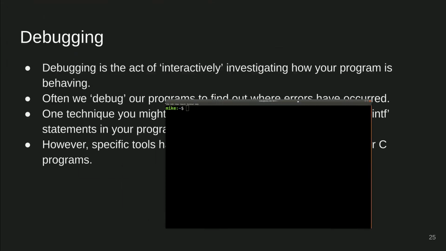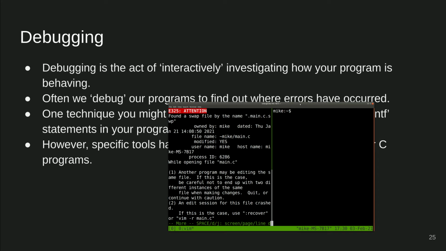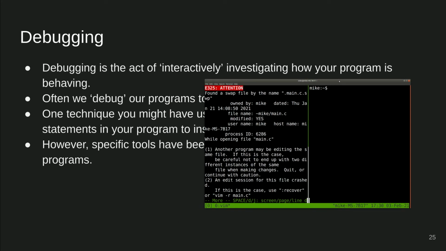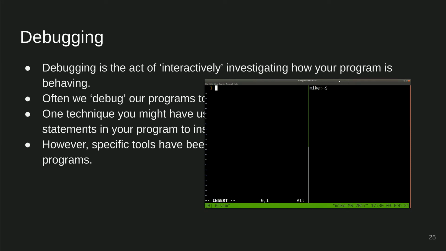So I'm going to write a little program here to show you the simplest way of debugging. I'm going to call this main.c, and oops, it looks like I already have a main.c. So I'll delete this and create a new little program. Let's include our standard IO library, and create a variable x, and assign it the value 7.